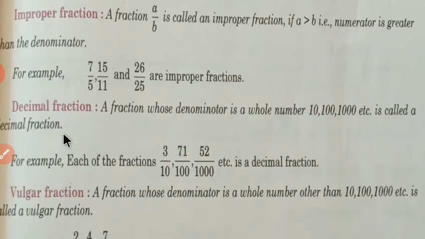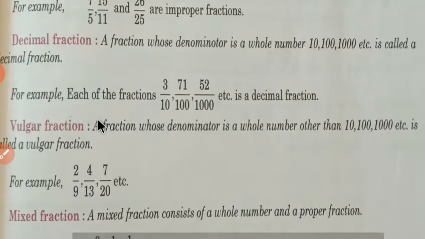Now third, decimal fraction. Decimal means point, by which we represent a number with a decimal point. A fraction whose denominator is a whole number like 10, 100, 1000, this type of fraction is known as a decimal fraction. So examples are 3 by 10, 71 by 100, 52 by 1000. You can see here the fraction is given in the form of tens, hundreds and thousands. So this type of fraction is known as a decimal fraction.